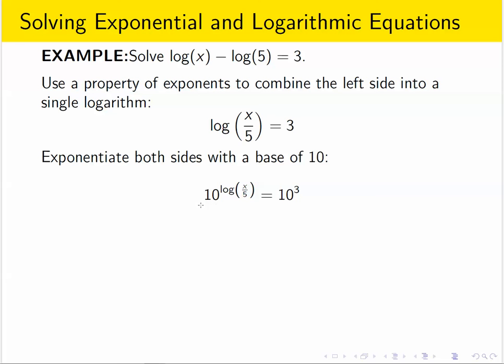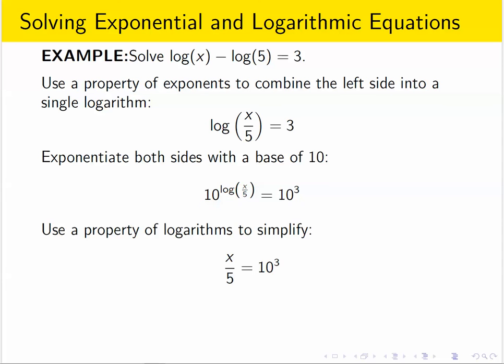Now 10 raised to the log base 10 cancel each other out, giving us x over 5 on the left and 10 cubed on the right. And then you can simplify that, because if you multiply both sides by 5 and then rewrite 10 cubed as 1,000, 5 times 1,000 is 5,000, and that's an exact answer, an exact solution for this equation.